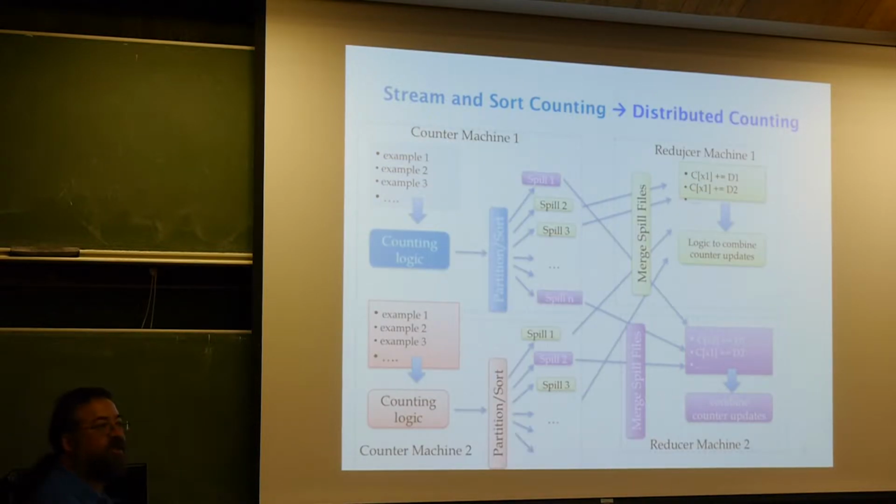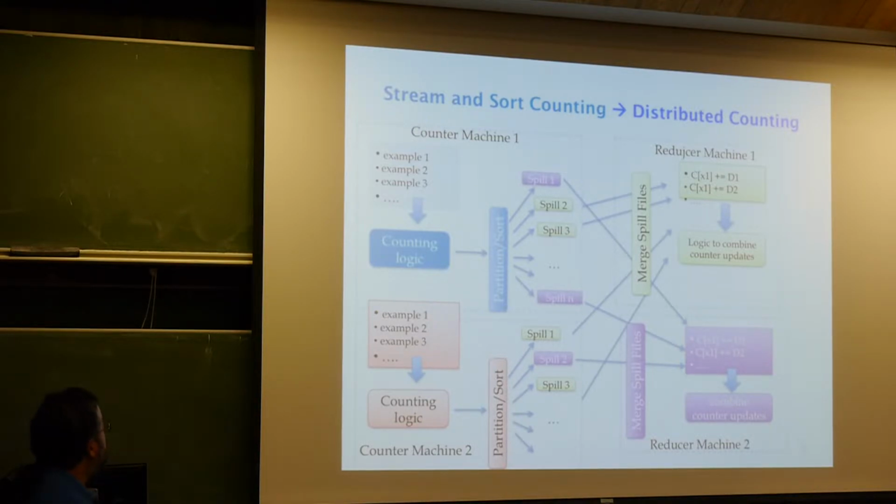Okay, all right, so let's assume I've got 2 machines of each type. I've got 2 counter machines, the one on the top and the one on the bottom, here on the left. And I've got 2 reducer machines. Here's another reducer machine on the top.